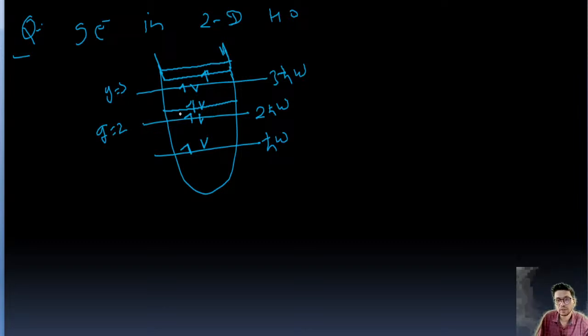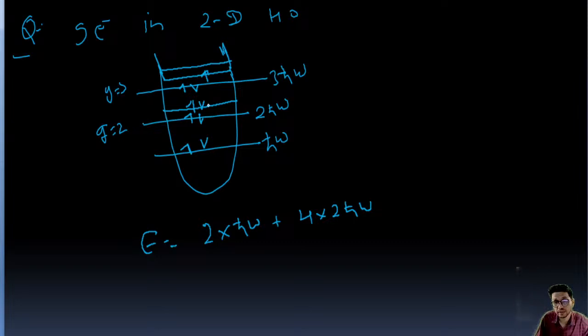Because these are two degenerate levels, there would be 4 electrons, right? So now the energy is going to be simple, right? 2 into h cut omega plus 4 into 2 h cut omega, because it has 4 electrons, because its degeneracy is 2. Then it has 3, so plus 3 into 3 h cut omega. It has 3 degenerate energy levels, right?